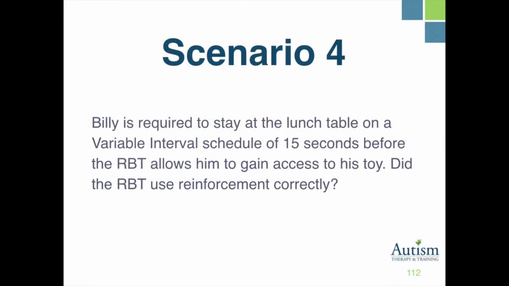All right, here's scenario number 4. Billy is required to stay at the lunch table on a variable interval schedule of 15 seconds before the RBT allows him to gain access to his toy. Did the RBT use reinforcement correctly here?